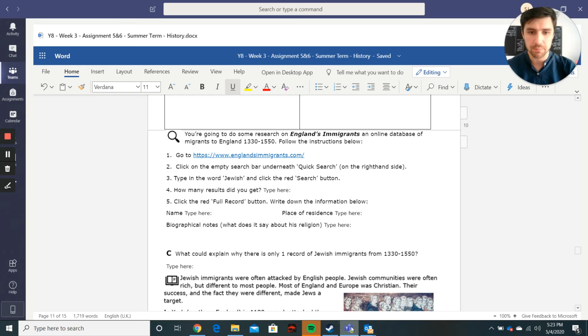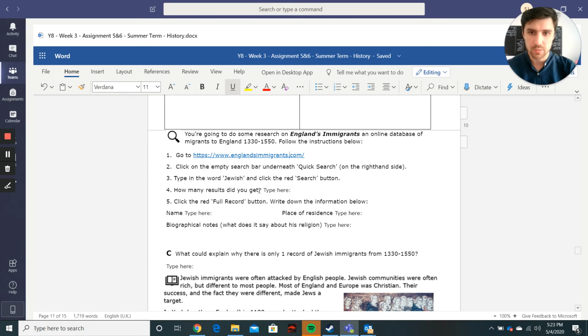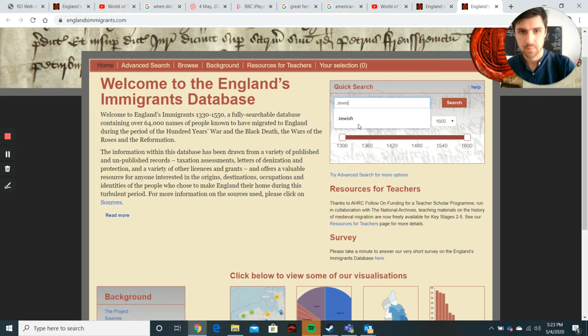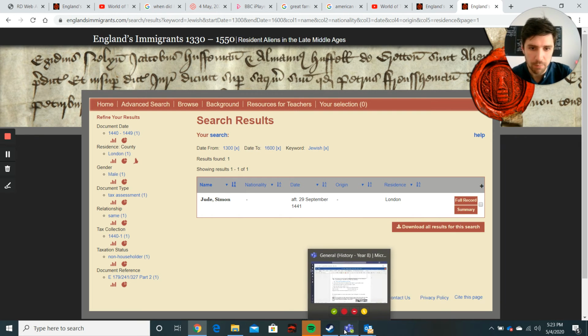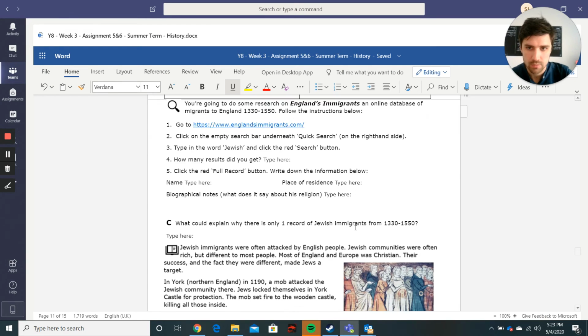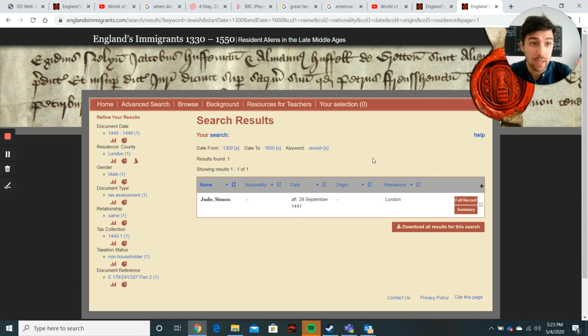So you're going to click on the empty search bar that says quick search, and you're just going to type in, oh, it's already done it for me because I've done it before, the word Jewish and then hit search. And you should find that it only comes up with one record, which is a little bit strange. So you would type your answer here. How many records does it come up with? 1.